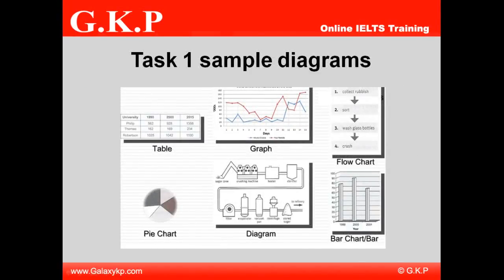Now here are some sample diagrams for task 1. See, we've got a table on one side, and you have to look at this table, analyze it, and then discuss it. Okay? So we've got like 3 university names, and then we've got dates and so on and so forth. So you can talk about universities, you can talk about dates, you can talk about the number of students or the number of graduates from those universities at different dates.